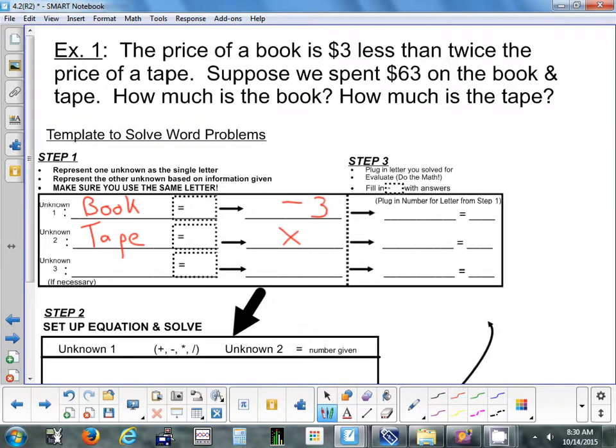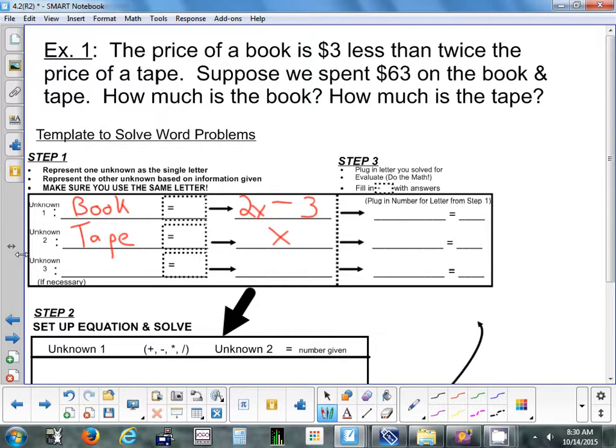2x, right? Corey says 2x. I agree with him, because twice is 2. All we know about the price of a tape right now is x. That's what we're trying to find out. So the price of a tape right now is x. Twice the price of a tape, 2x. Bang. That's the same exact thing we did yesterday. Now we get into the new stuff.